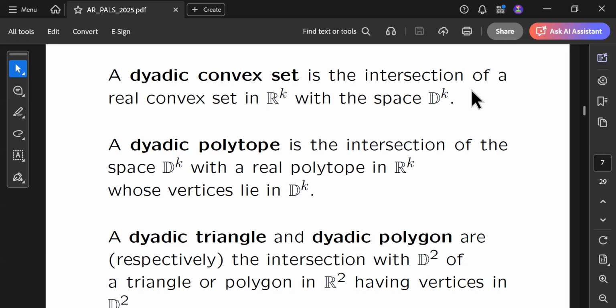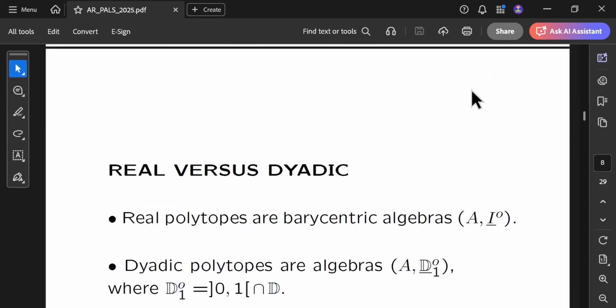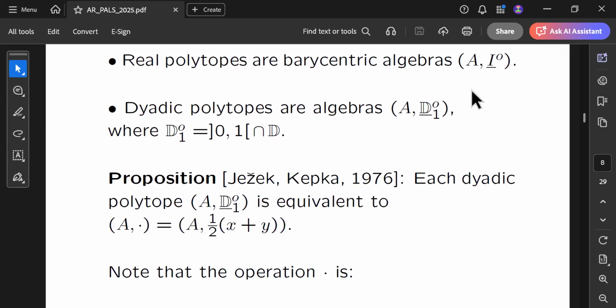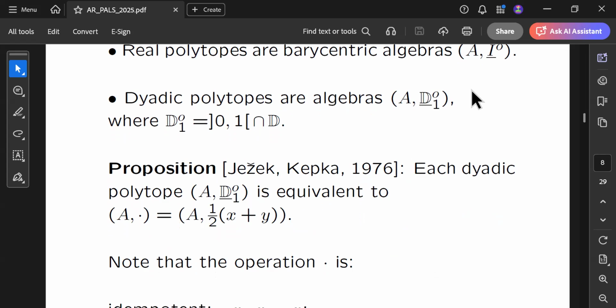Now, what are the differences between dyadic polytopes and real polytopes? Real polytopes are barycentric algebras A with binary convex combinations. Similarly, we can define dyadic polytopes as algebras A with convex combinations, but with coefficients coming from the open unit interval of dyadic numbers. However, as shown already by Ježek and Kepka, each of these binary convex combinations is in fact generated by one operation, namely by the arithmetical mean.